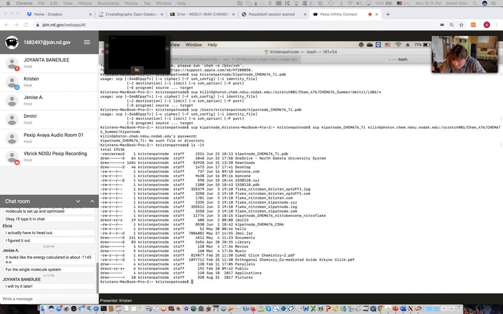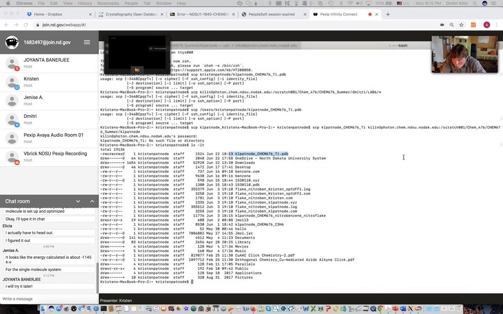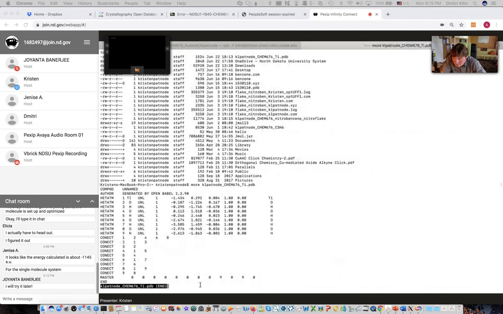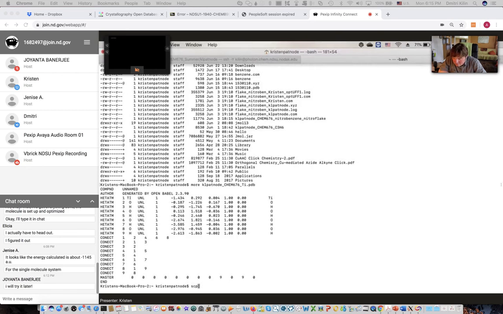Okay. Before we go forward, can you do more space and then name of this file, just to make sure that it is reasonable. Enter. Okay, makes sense. And now let's do scp, space, name of the file.